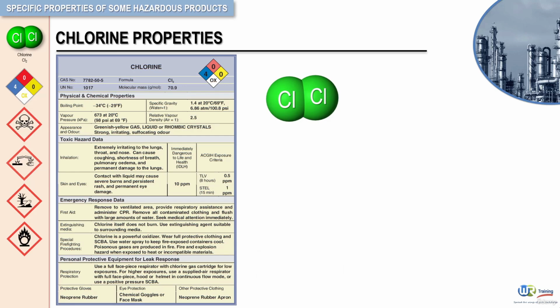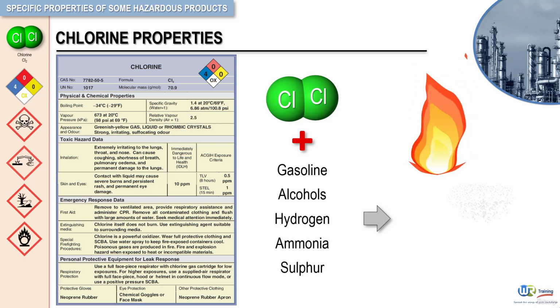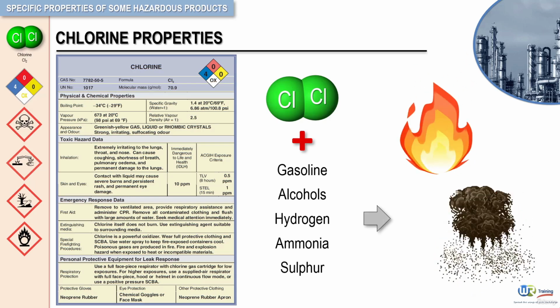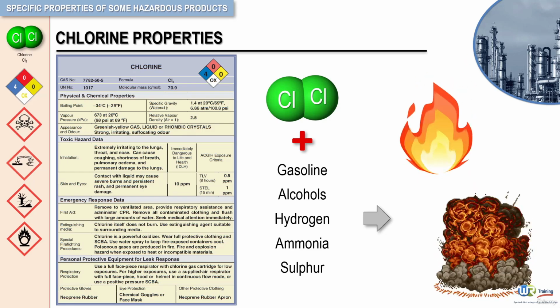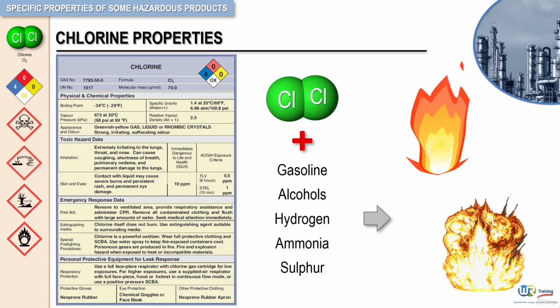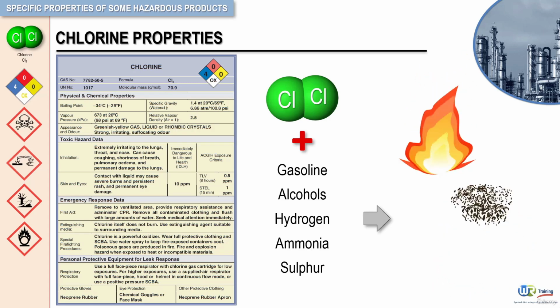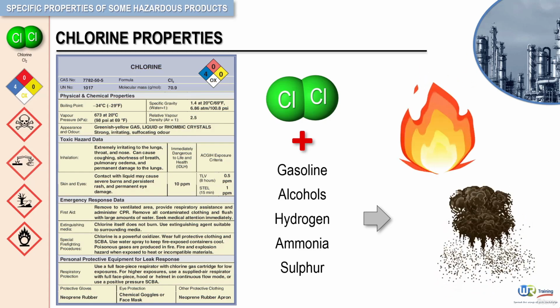Now, although chlorine is not flammable, it is a strong oxidizer. If chlorine comes in contact with flammable or combustible materials such as gasoline, alcohols, hydrogen, ammonia, or sulfur, a fire or explosion can result. The most common way for chlorine to come in contact with incompatible substances is through spills and releases. The video that will follow illustrates what happens when chlorine gas comes in contact with oil.